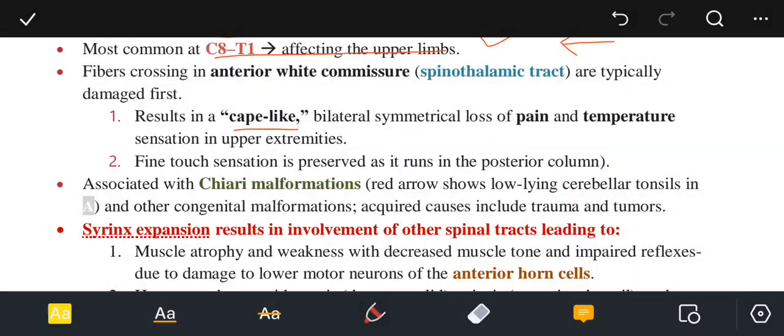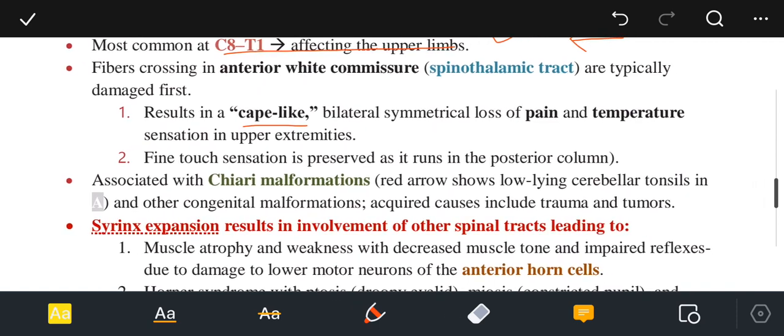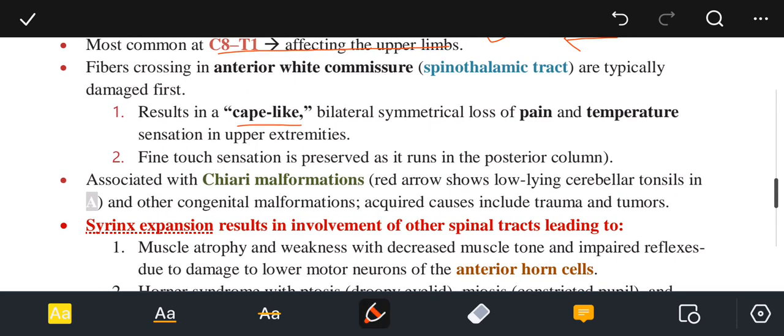So that cape-like distribution of loss of pain and temperature sensation is seen in syringomyelia, as they have written over here. Fibers crossing the anterior white commissure, the spinothalamic tract, when damaged, result in a cape-like bilateral symmetrical loss of pain and temperature sensation in the upper extremities. Fine touch sensation is preserved as it runs in the posterior columns. We will see these sensations later on.